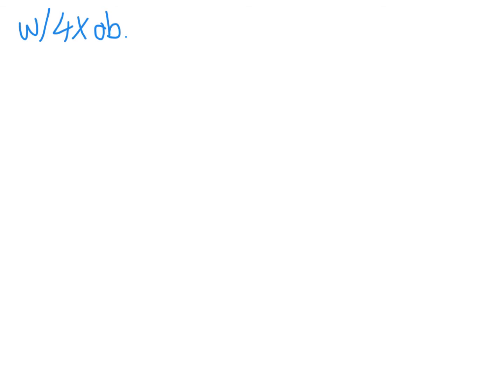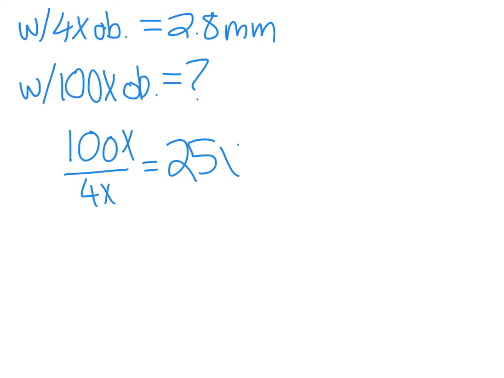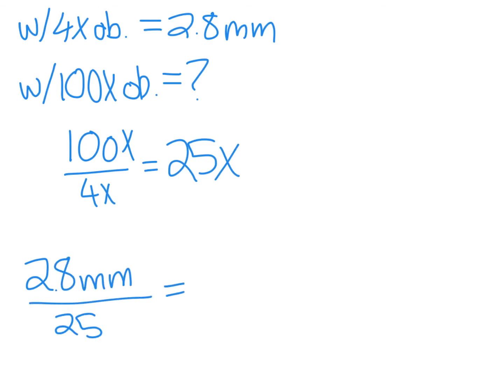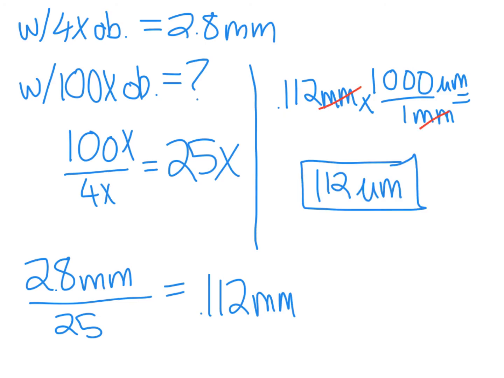With the 4x objective in place, the diameter of the field of view is about 2.8 millimeters. What would it be under the 100x objective? How much did we zoom in? 100 divided by 4 is 25x, so we're 25 times more zoomed in than we were before. So we take those 2.8 millimeters, divide by 25, we get 0.112 millimeters, which we then need to convert to micrometers. So we take our 0.112 millimeters, we multiply it by a fancy version of 1, units cancel, and we're left with 112 micrometers. But that is the diameter of the whole field of view.